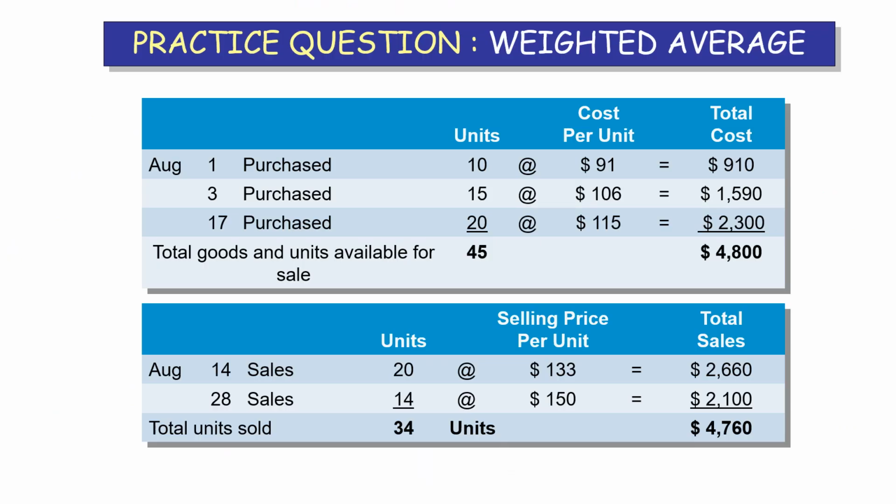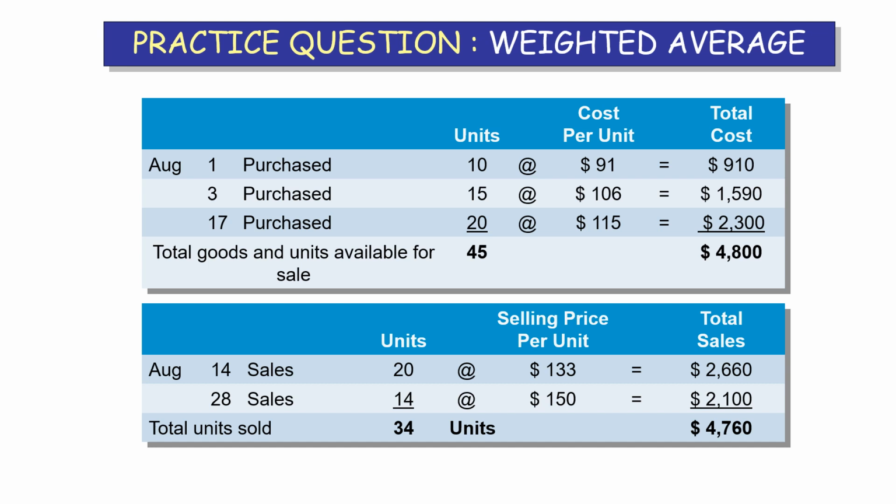So here are 2 tables. The first table is the purchases and the second table is the sales. On the first table, on August 1st, 3rd and 17th, we purchased 10, 15, 20. The unit cost per item was 91, 106, 115, giving us a total cost for each line for each purchase as at 910, 1,590, 2,300 dollars. So the total units we purchased is 45 at a total cost of 4,800.